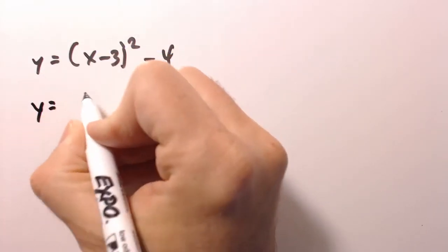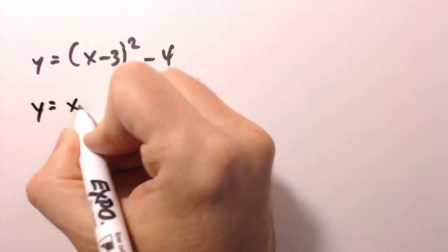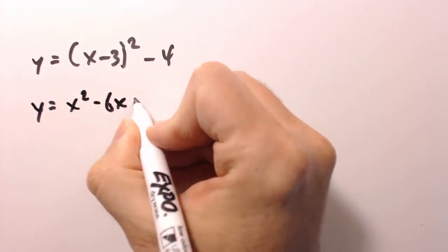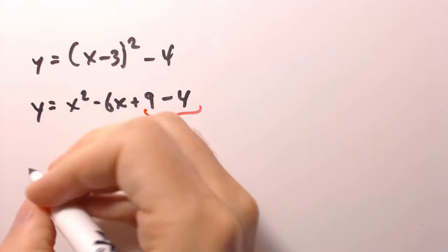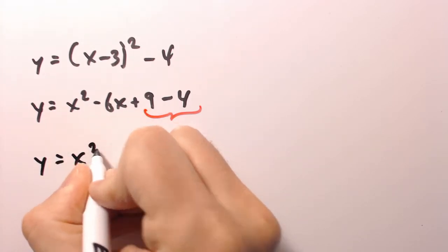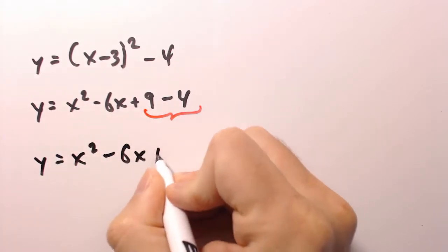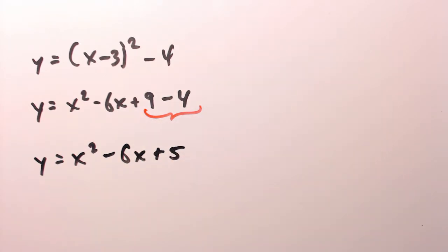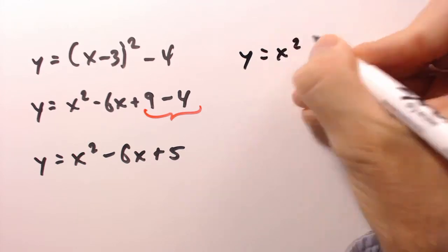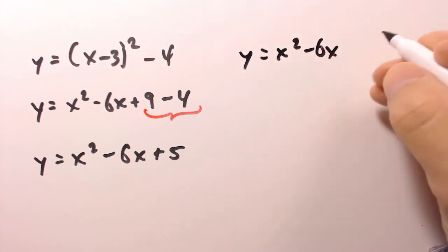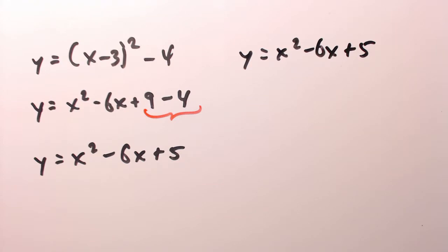So what we do is we multiply out this squared term, x squared minus 6x plus 9 minus 4, and we're almost there. We can combine a couple of terms, basically those two, and that's about it, really. And we get y equals x squared minus 6x plus 5. How do we reverse this? Well, let's write this over here. Y equals x squared minus 6x plus 5.